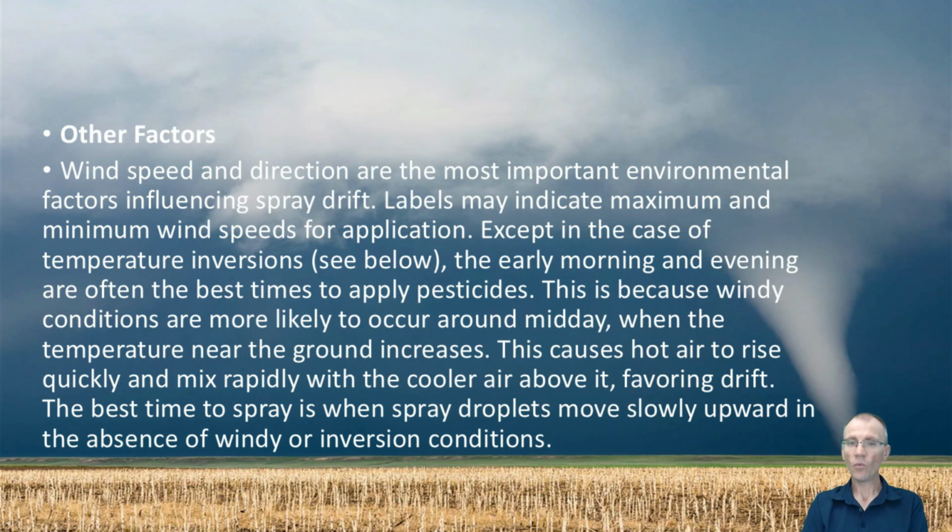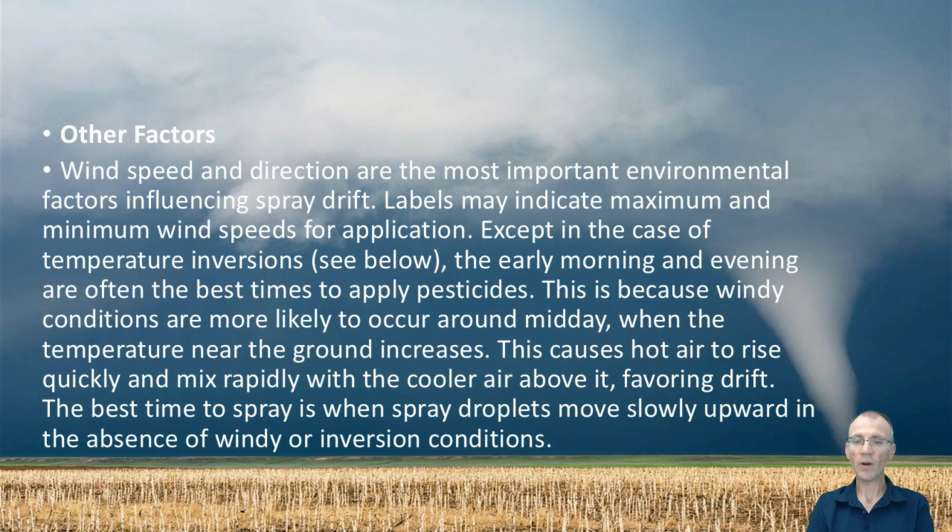Other factors. Wind speed and direction are the most important environmental factors influencing spray drift. Labels may indicate maximum and minimum wind speeds for application. Except in the case of temperature inversions, see below, the early morning and evening are often the best time to apply pesticides. This is because windy conditions are more likely to occur around midday when the temperature near the ground increases. This causes hot air to rise quickly and mix rapidly with the cooler air above it, favoring drift.